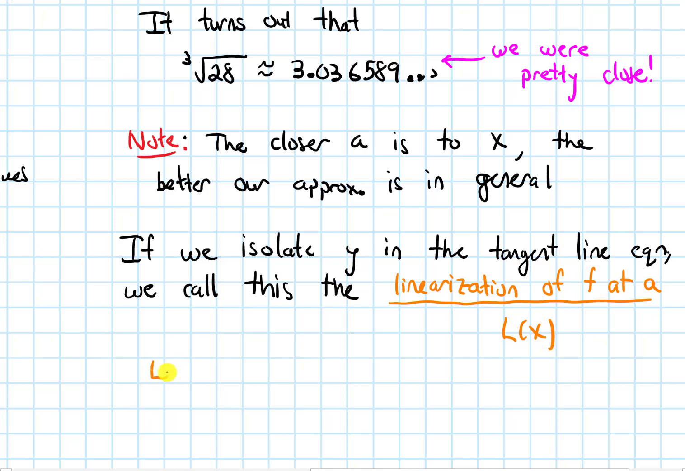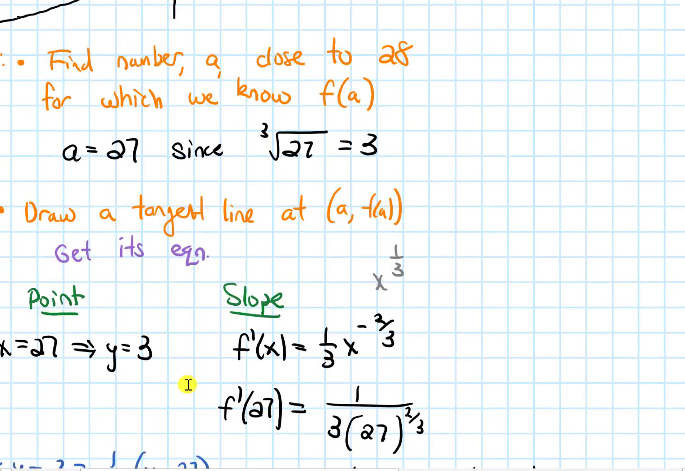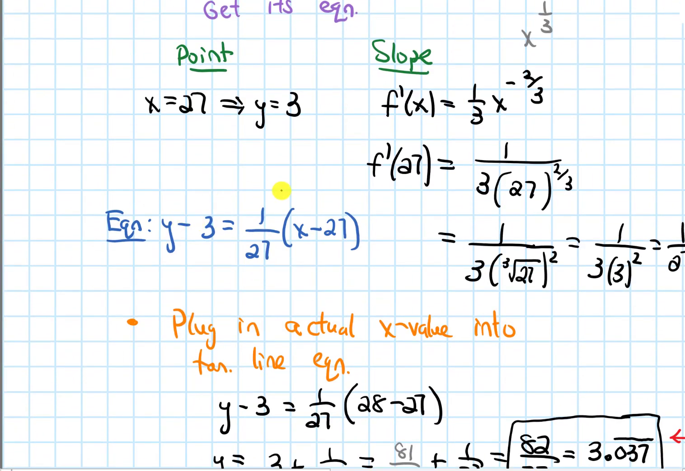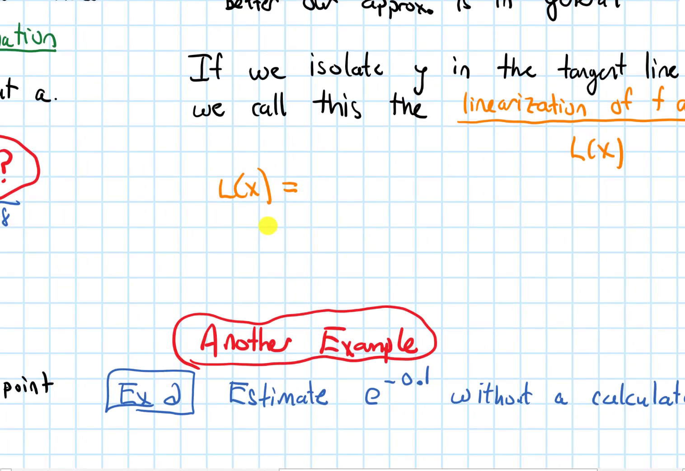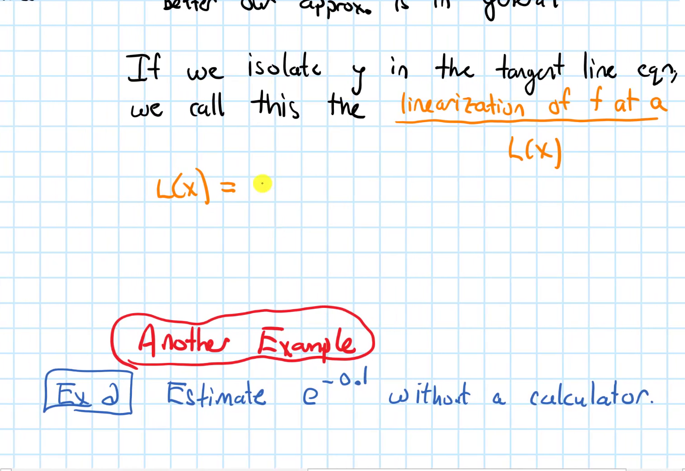Okay, so let's write down what L of x is for our example. So I'm going to go to my tangent line equation. So that was here, and I just want to isolate the y. So all I got to do is just add the 3 over to the right, and that'll be my linearization function. Okay, so if we do that, we'll get L of x equals 3, we're adding the 3 over, and then plus what we had there still was 1 over 27 times x minus our value of a, that was 27. So that was the linearization for this specific function.